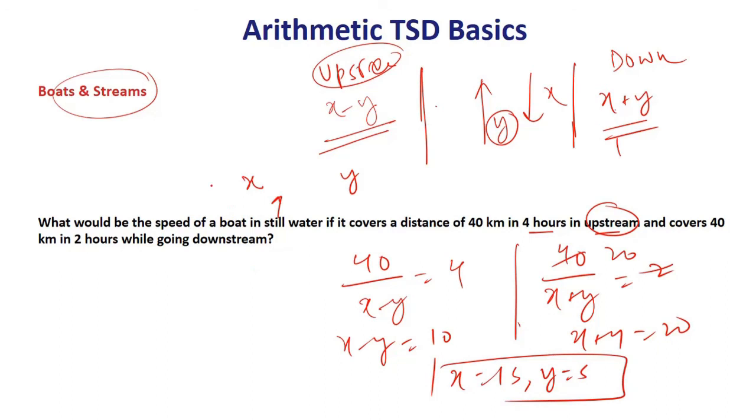So what's the speed of the boat in still water? That is 15 kilometers per hour. I hope this is clear to you. I hope this is all right.